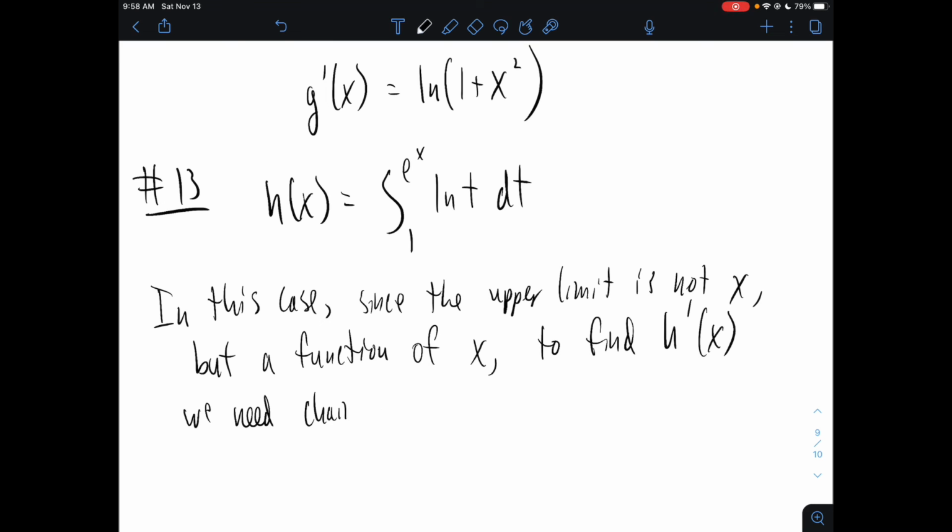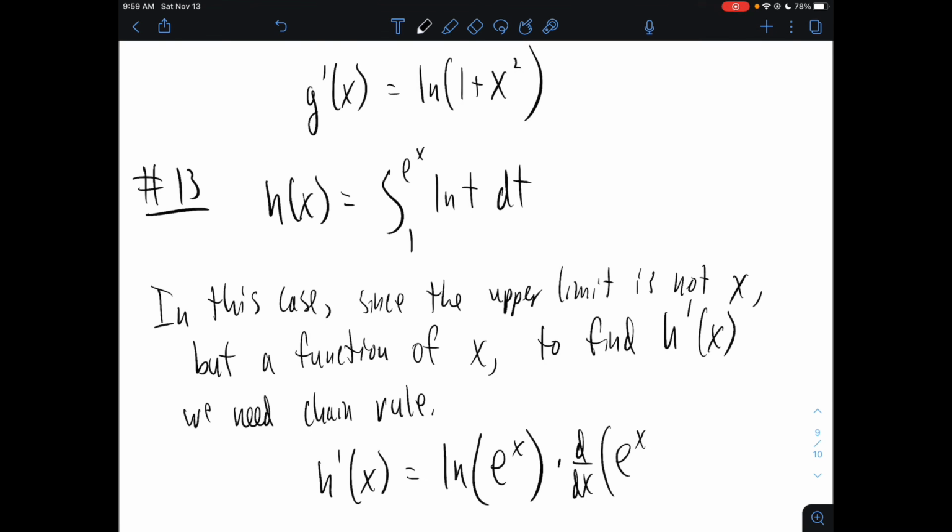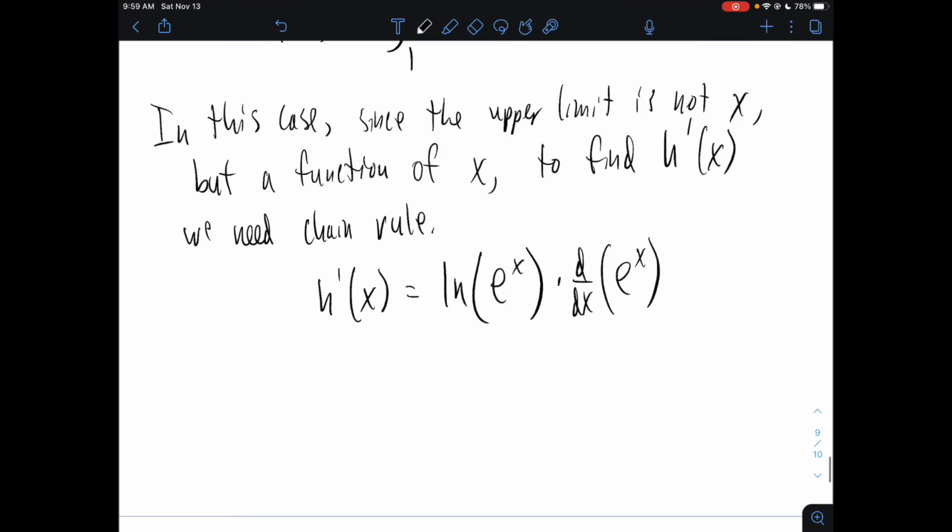What does that mean? Very simple in this case. I'm still going to have the function that's the integrand, natural log, but I'm going to evaluate it not at x, but at e to the x. And then I have to multiply by the derivative with respect to x of that upper limit. So in this case, natural log of e to the x, that's just going to be x, and then the derivative with respect to x of e to the x is just e to the x. And so that's it. So that's just one subtle difference.